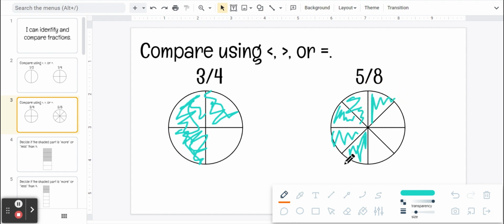All right, so if I got to choose between one of these cucumbers, this one has more shaded in because we have this little extra piece right here. So I'm going to choose to eat this one. This one is the greater fraction.